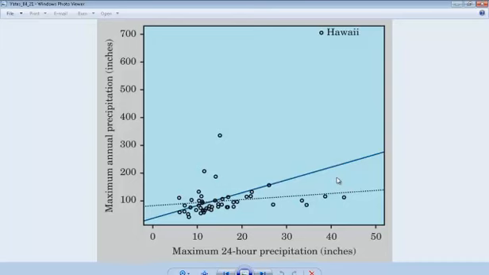And we should understand also, if we go back to correlation for a moment, that if you drop the correlation from 0.4 down to 0.195, you can see that when Hawaii is taken out, there is nearly no correlation between the maximum 24-hour precipitation and the maximum annual precipitation. It is basically a flat line, which indicates little to no correlation.